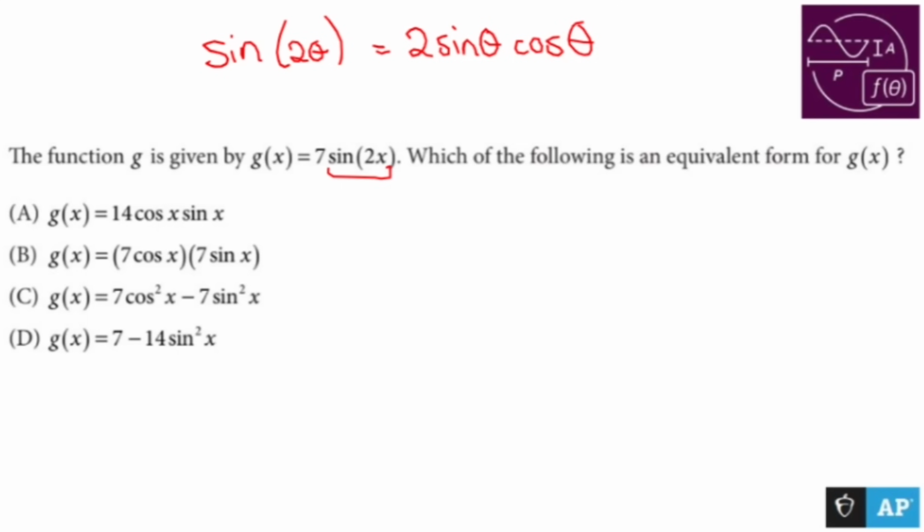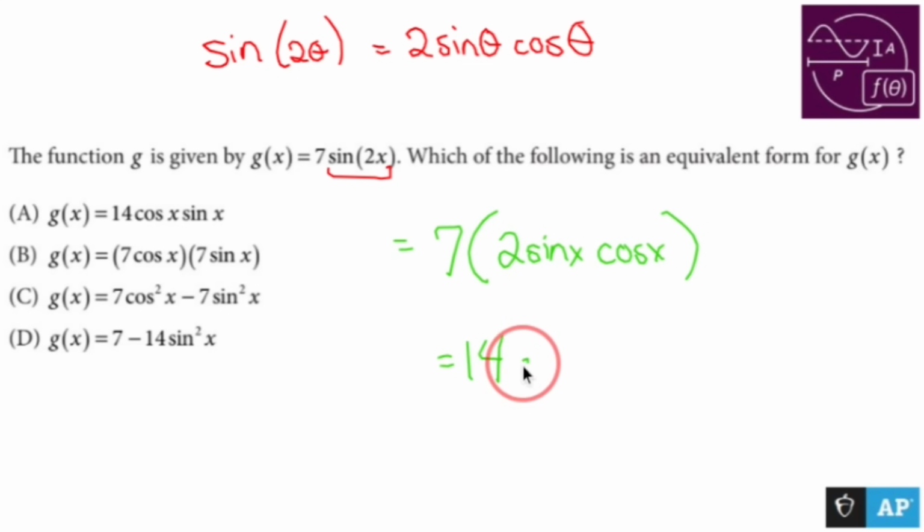So common sense would tell me that 7 sine 2x is going to be 7 times 2 sine x cos x. And 7 times 2 is 14 sine x cos x. They put it backwards here, but it's the same exact thing. Same exact thing. All right, not so bad. You just have to have that memorized.